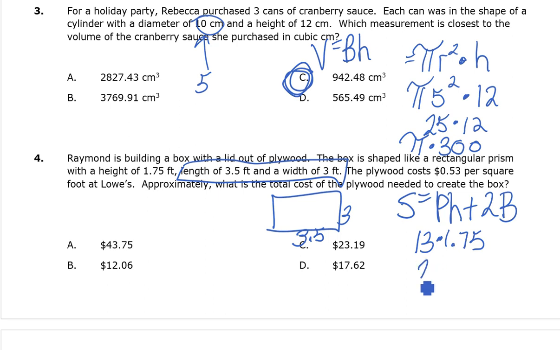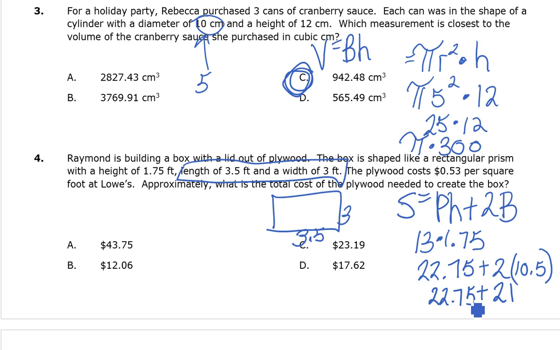So I'm doing 13 times 1.75. And that gets me 22.75. And now I need to add my area of my base. And so I want to do 2 times the area of my base. So the area of my base is 3 times 3.5, which gives me 10.5. And I have 2 of them, so 2 times 10.5 is 21. So I want to do 22.75 plus 21. And that gets me 43.75.